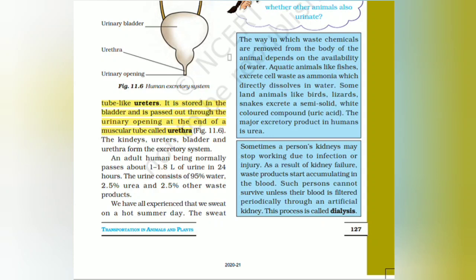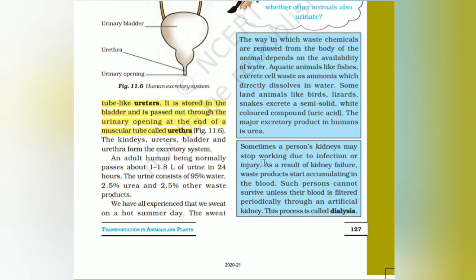The way in which the waste materials are removed from the body of the animal depends on the availability of water. Aquatic animals like fishes excrete cell waste as ammonia, which directly dissolves in water. Some land animals like birds, lizards and snakes excrete a semi-solid white-colored compound known as uric acid. The major excretory product in humans is urea.